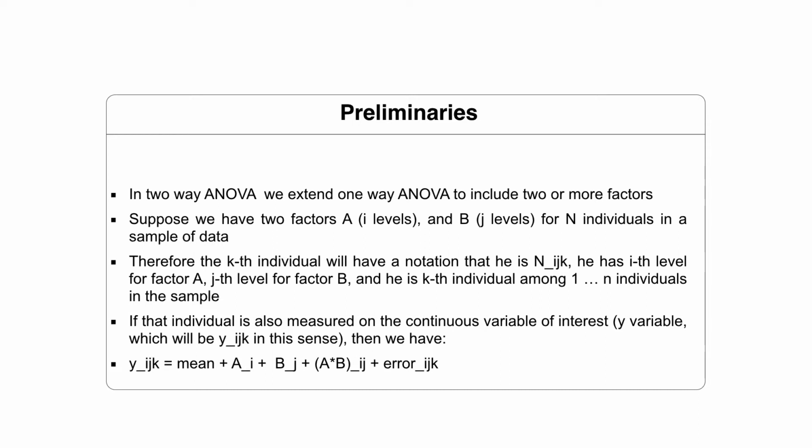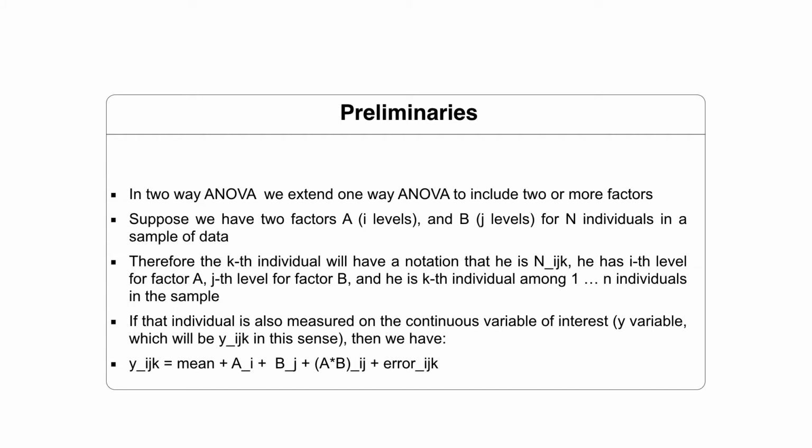That person will have a notation of I, J, K. So if you're talking about the ith level for factor A and jth level of factor B, then the person who occurs in that kth order of the n will have a notation for that particular person. That person's position in the two-dimensional matrix of data will be like n underscore ijk. Okay?